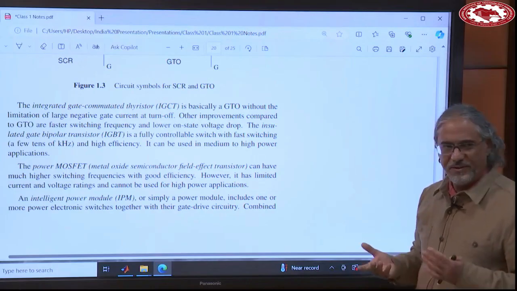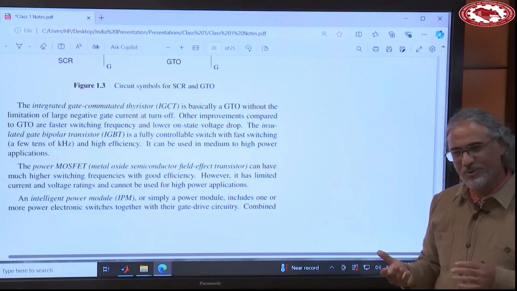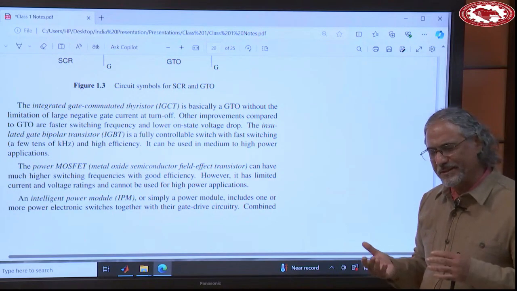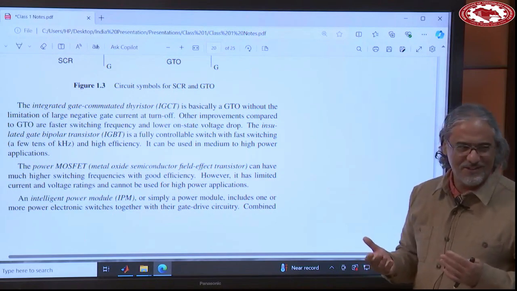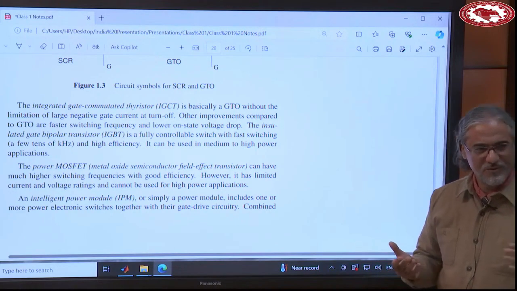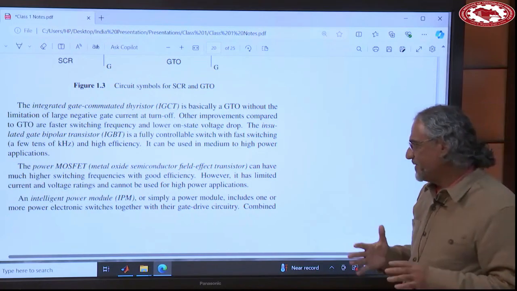So power does not really mean a lot in a power electronic switch. But some people would like to multiply these two entities, this voltage into that current, which is not really scientific, because one of them is for the on state, one of them is for the off state. And they call it the power rating of the switch.